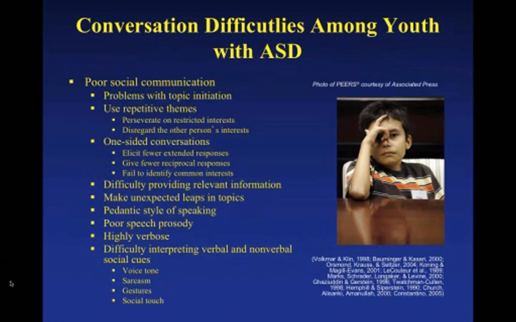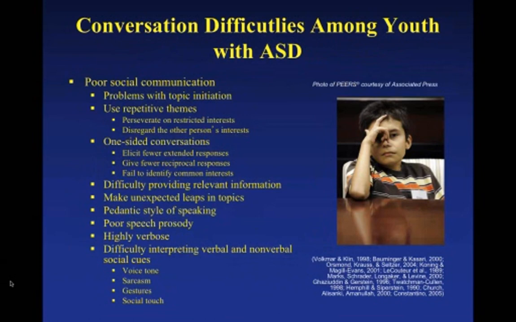They keep going on and on about a topic and don't really pick up as much on social cues about the other person maybe not being as interested, and hence continue along that topic. They also have difficulty interpreting verbal and nonverbal social cues, right? It's hard for them to read the other person's tone of voice. Sometimes it's hard for them to understand sarcasm. They might take it too literally. Gestures are hard for them to understand sometimes, or they're just not paying as much attention to gestures.